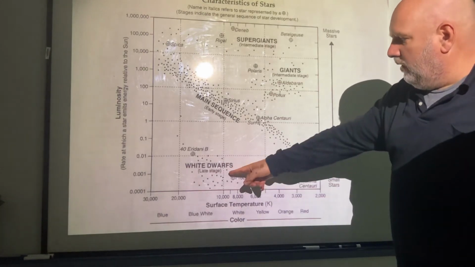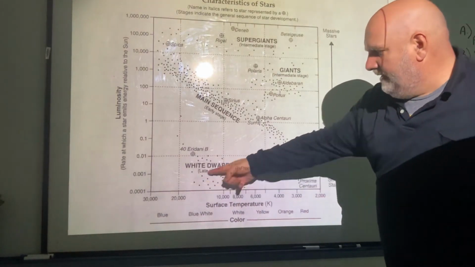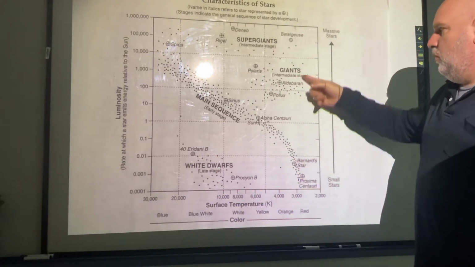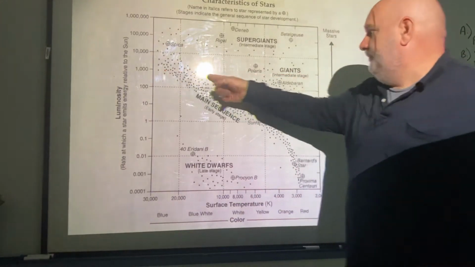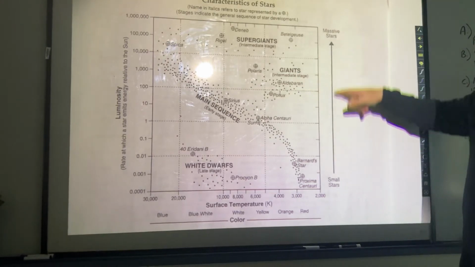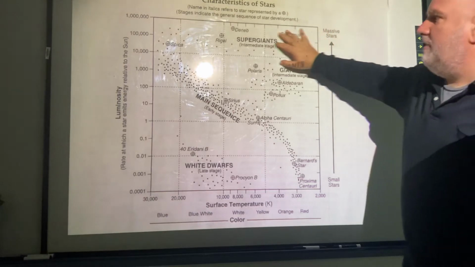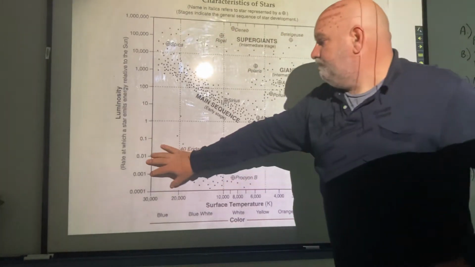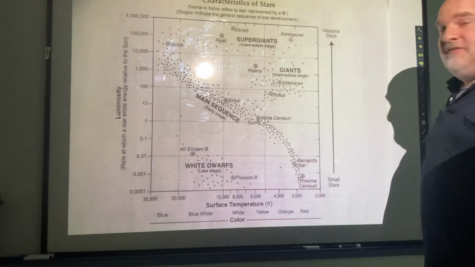White dwarfs are fairly hot, but they're not very bright, whereas giants are fairly cool, but they are very bright. All right. Also over here, it tells you the mass of the stars. So the stars up here are very massive, while the stars down here are very small. All right. So that's how you read that chart.